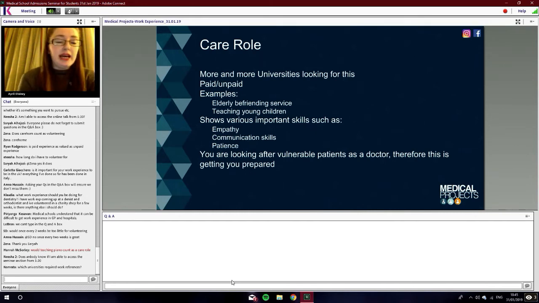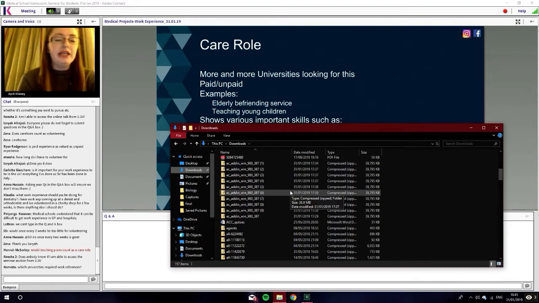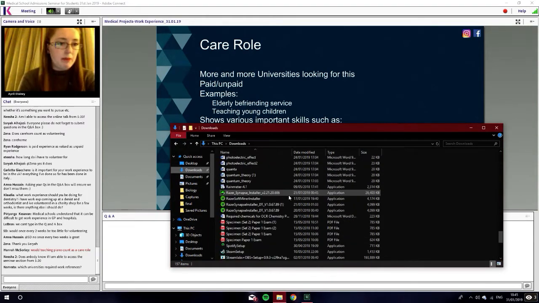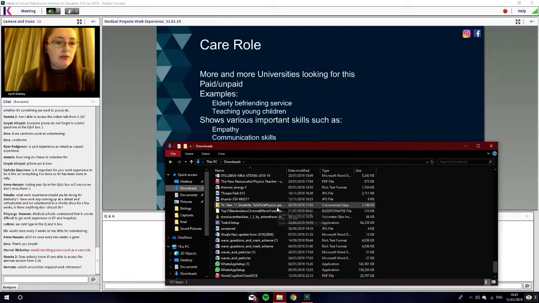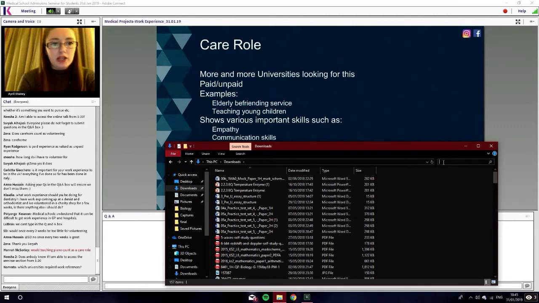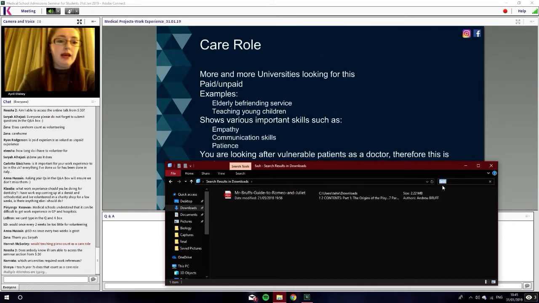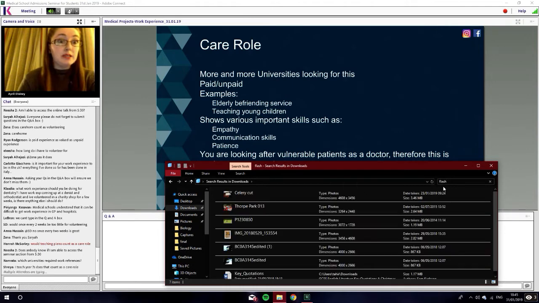They might be looking at a particular skill. So I've highlighted some skills here: empathy, communication skills, patience. Some universities look specifically for a skill as well, so whether they've shown leadership, communication, empathy, they're really important as well, okay? I think you can learn so much from a care role. You can reflect so much on a care role. I stress the importance of that as well as other work experience opportunities.